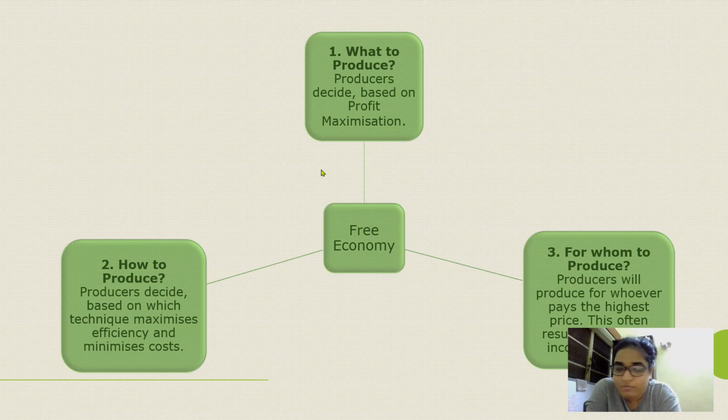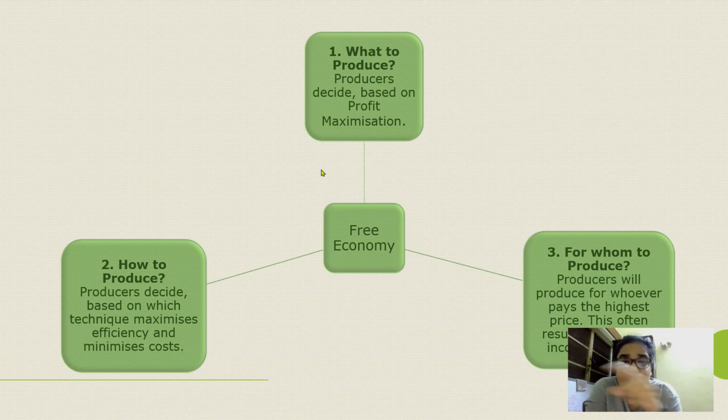If I find the labor intensive method to be cheaper for my business, I'll go for it. If I find the capital intensive method a little cheaper, I'll go for it, because at the end of the day, if I reduce my costs, I'm making more profit. That's all I want as a businessman. And for whom will I produce? Obviously, I'll produce for whoever pays me the highest price.